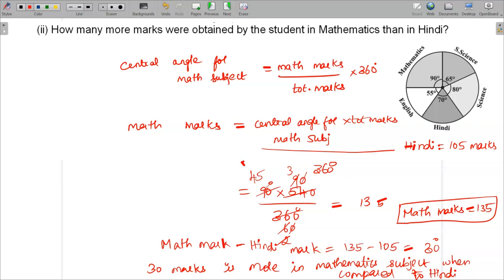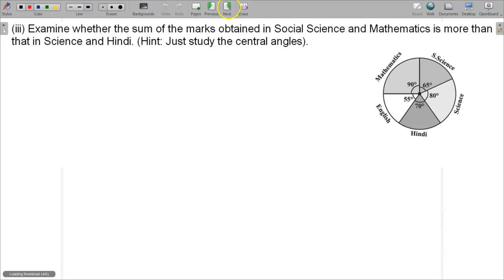So I can say that 30 marks is more marks obtained in mathematics when compared to Hindi, okay. So whenever they are comparing, we need to go for the subtraction operation, okay. And the next problem, examine whether the sum of the marks obtained in social science and mathematics is more than in science and Hindi, okay.